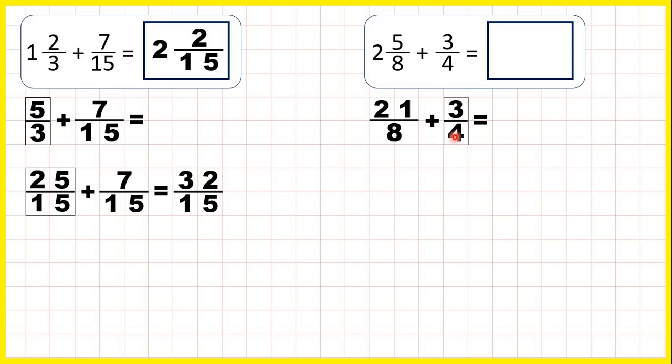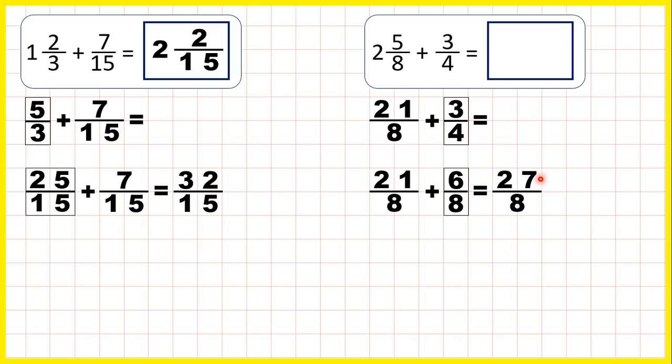Now 8 is in the 4 times table, so we need to find an equivalent fraction to 3/4, which has a denominator of 8. So we can rewrite our question again as 21/8 plus 6/8. That's because we use multiplication to find equivalent fractions. 4 times 2 is 8, and 3 times 2 is 6. So now we can keep the denominator the same in our answer, and 21 plus 6 is 27.